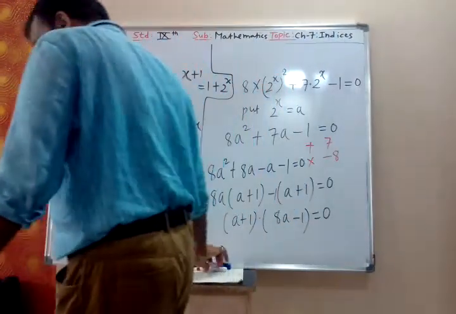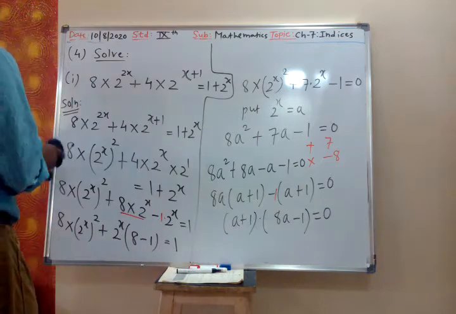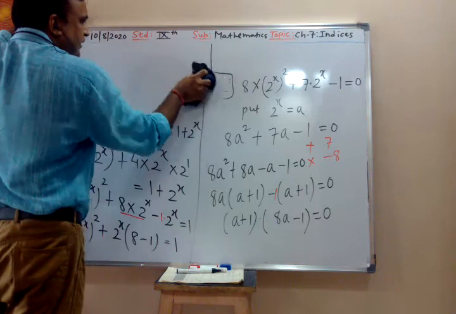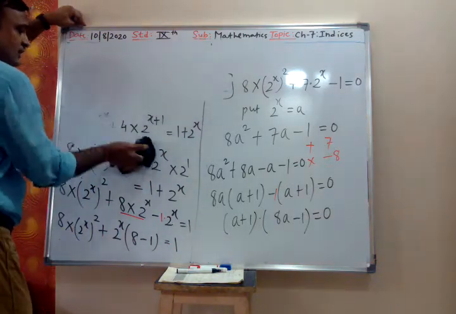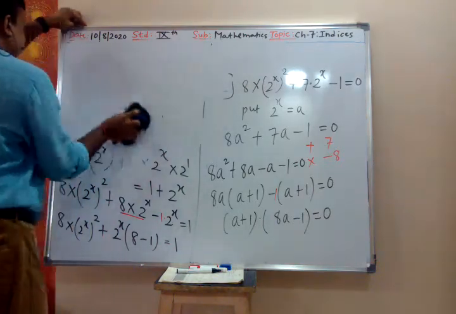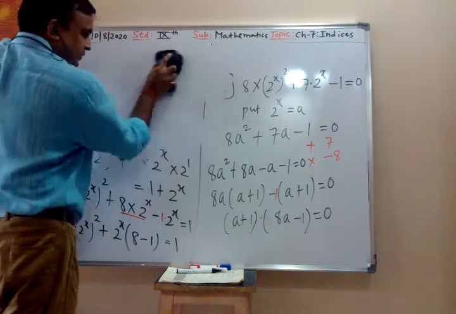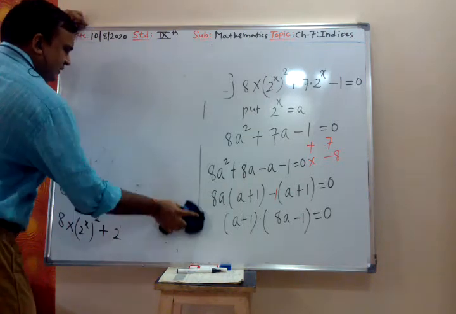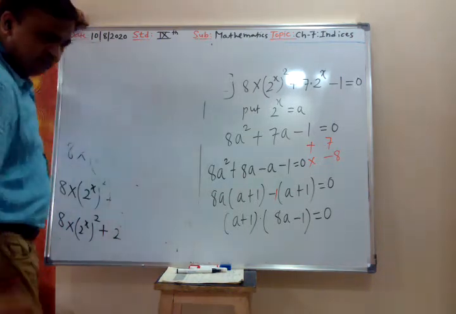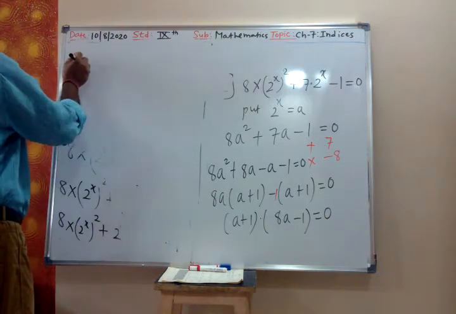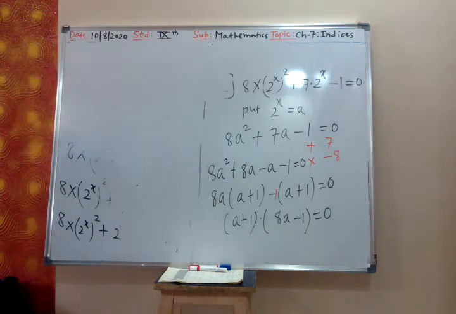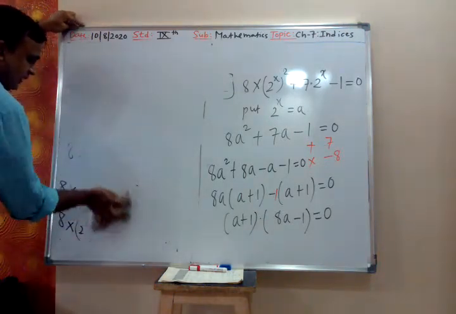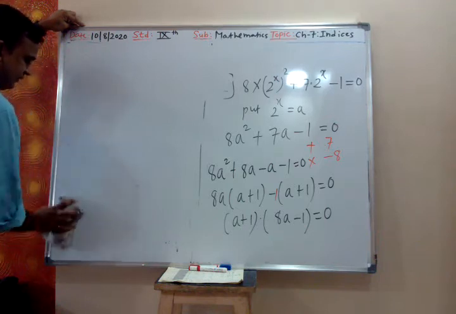So in the morning we copied the wrong question, because of that we got the wrong quadratic. No, now you have to solve this. So first you have to solve, then you have to substitute. That gives you a plus 1 is equal to 0 or 8a minus 1 is equal to 0.